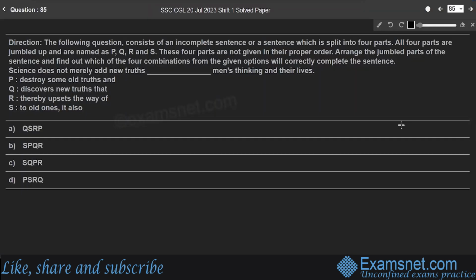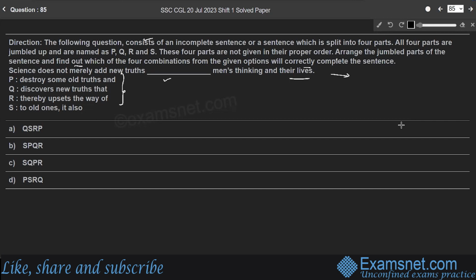Question 85. The following question consists of an incomplete sentence or a sentence which is split into 4 parts. All 4 parts are jumbled up and are named P, Q, R and S. These 4 parts are not given in their proper order. Arrange the jumbled parts of the sentence and find out which of the 4 combinations from the given options will correctly complete the sentence. So students, here the sentence is, science does not merely add new truths dash men's thinking and their lives. So here is a big gap, and we need to fill this gap with the proper order of P, Q, R and S.